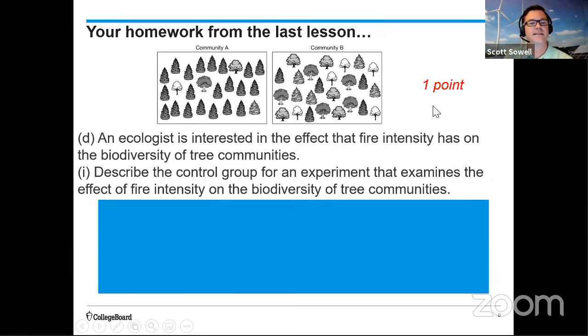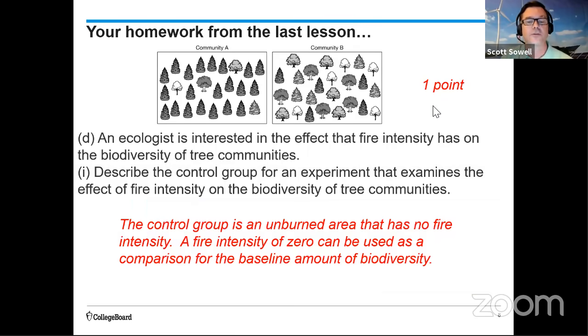And the last one says, an ecologist is interested in the effect that fire intensity has on the biodiversity of tree communities. Describe the control group for an experiment that examines the effect of fire intensity on the biodiversity of tree communities. So if we're looking for a control group and we're studying fire intensity, well, clearly the control group is the one with no fire or no fire intensity. And that fire intensity of 0 can be used as a comparison for the baseline amount of biodiversity. And this fire is an example of a disturbance that we'll look at today. So that is worth 1 point.